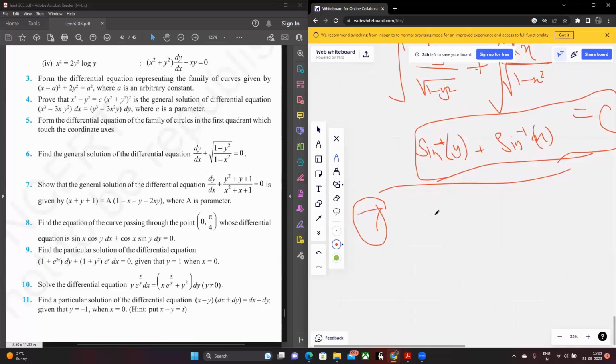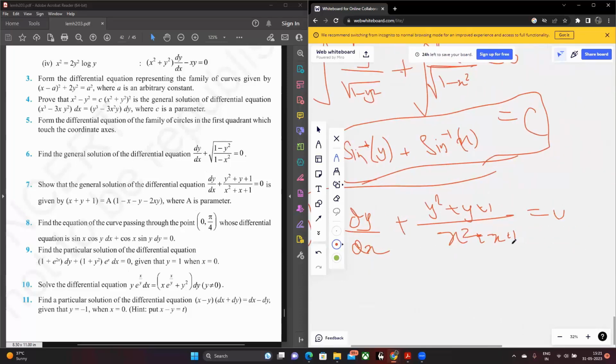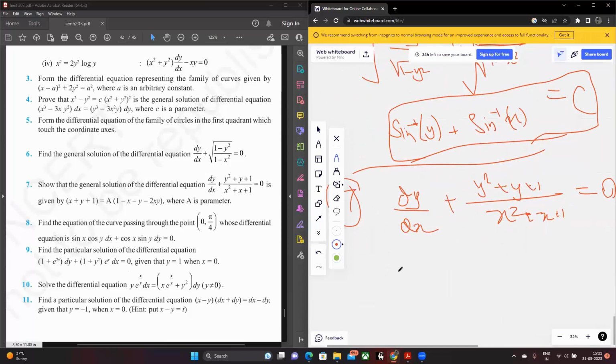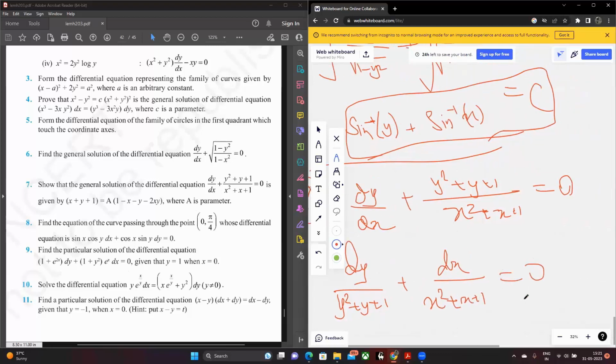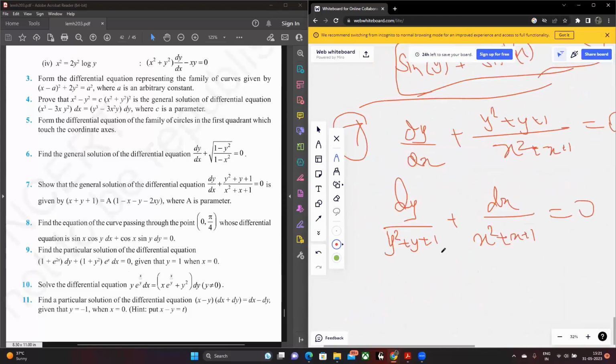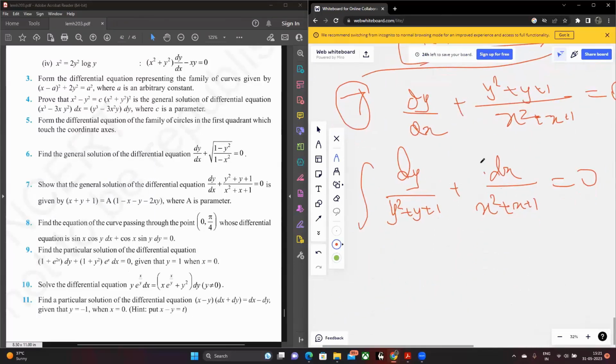The same way as this, I'm going to skip steps over here. This is basically dy by dx plus (y squared plus y plus 1) divided by (x squared plus x plus 1) equaling 0, right? And so we can basically write this as dy by (y squared plus y plus 1) plus dx divided by (x squared plus x plus 1) equaling 0, right? This then basically becomes, if you integrate on both sides, a constant.